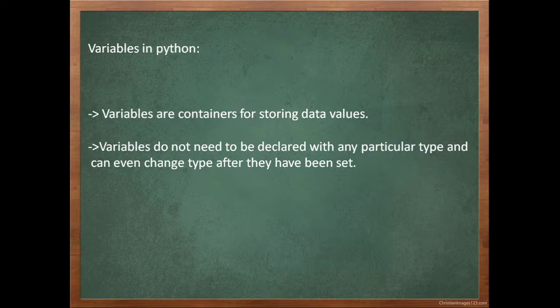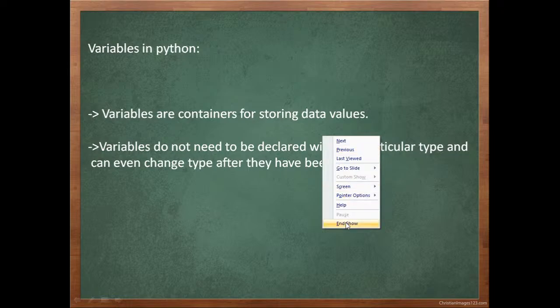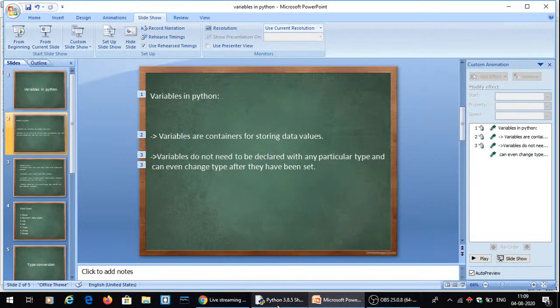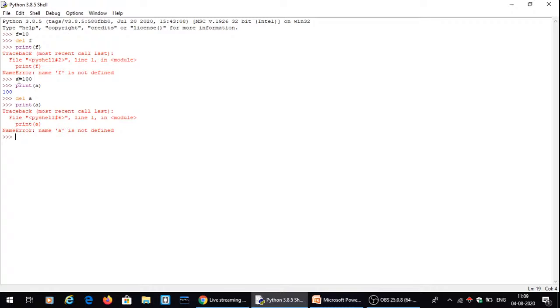Is it an array? We need to specify the data type of the variable. So in Python, we don't need to specify the data type of the variable because of its dynamic typing. I have already shown you in the previous example. In the previous example, we haven't specified the data type of the variable.